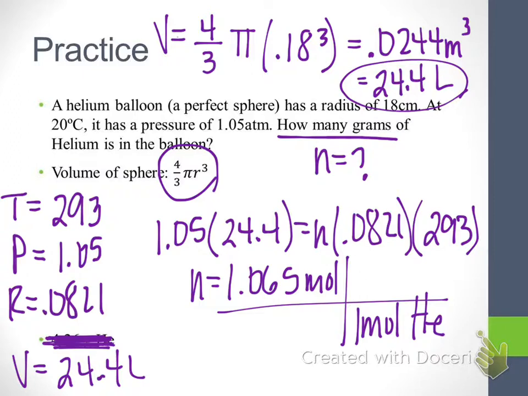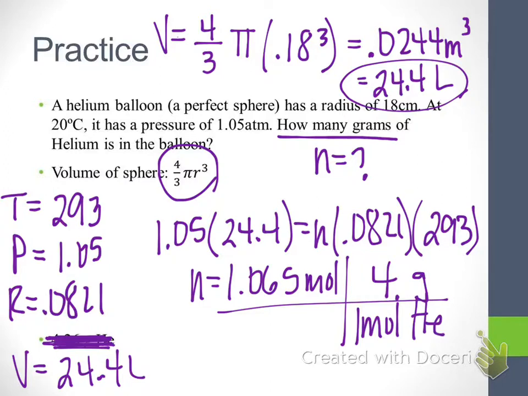To convert from moles to grams, what do we do? We do something with the molar mass. We multiply by the molar mass of helium. It's about 4 grams. I think it's 4.